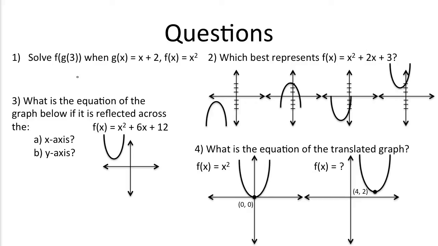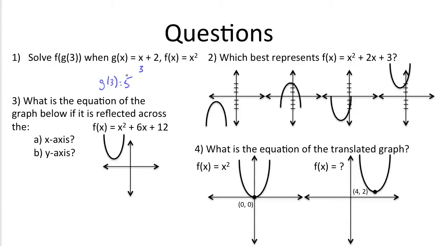Number 1. Solve f of g of 3 when g of x is equal to x plus 2 and f of x is equal to x squared. So what we need to do first is solve for g of 3. Here we know g of x is equal to x plus 2, so all we need to do is substitute 3 in for x, which means we get 5. So g of 3 gets us 5.